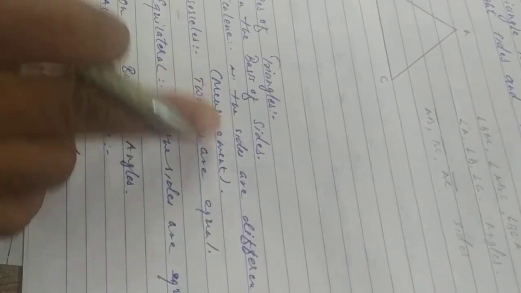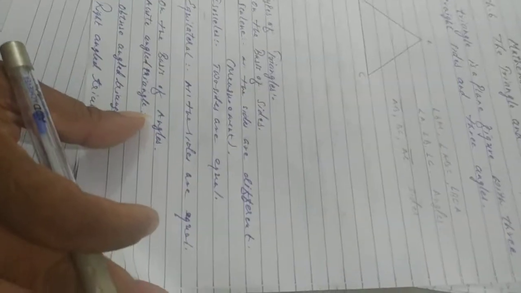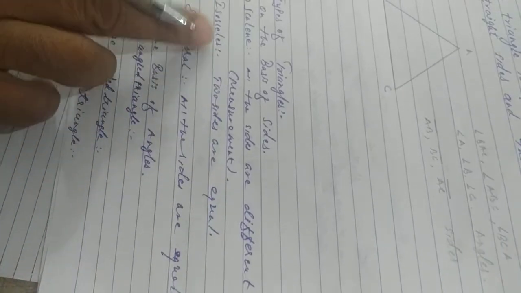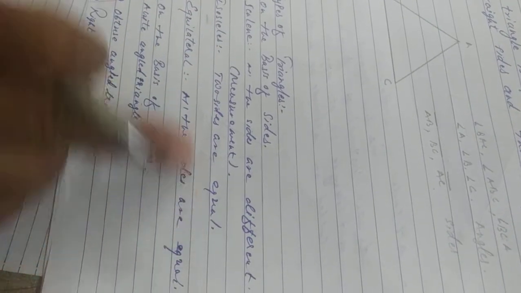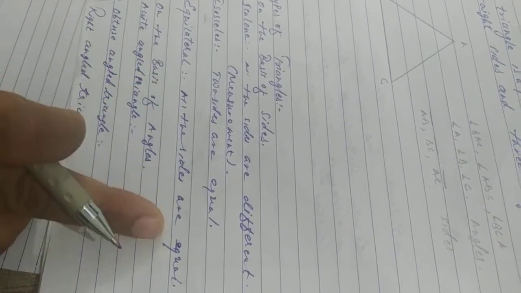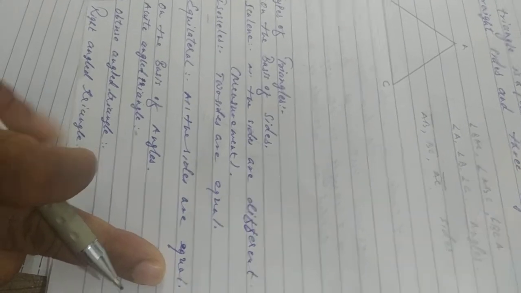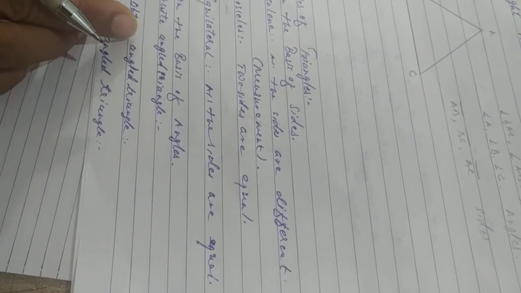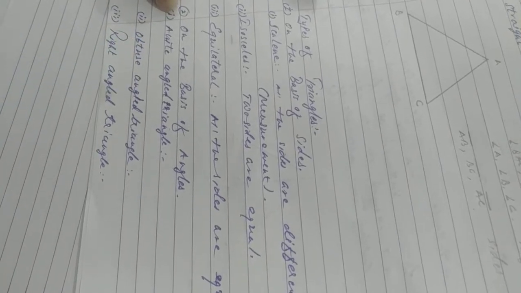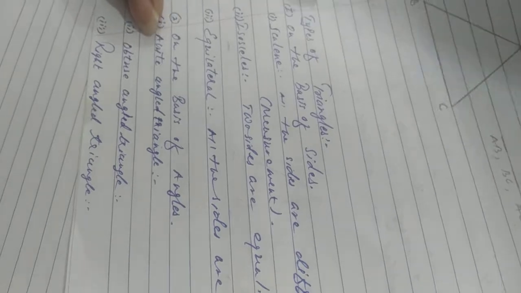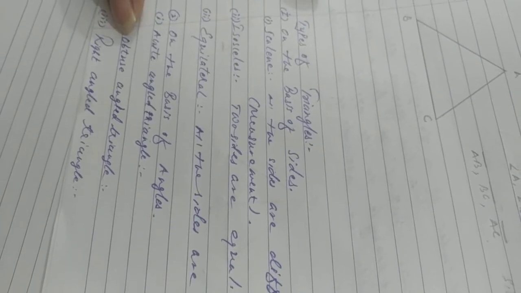So once again we'll repeat. Scalene: all the sides are different, means in measurement all the sides have a different measurement. In isosceles two sides are equal, and in equilateral all sides are equal. Got it? Now on the basis of angles. We have already learned about acute angle triangle, obtuse triangle and right triangle.